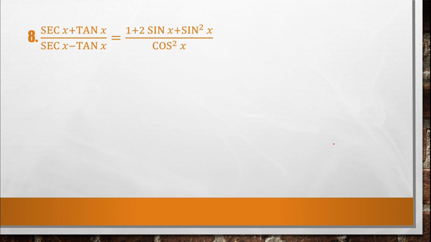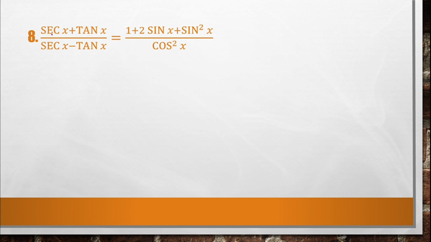Number 8 is sec x plus tan x over sec x minus tan x is equal to 1 plus 2 sine x plus sine squared x over cosine squared x. As I remember, I presented here that we could move left or right, or we could move both, or change both. At this time, I'll be teaching you how to change both. The previous example is changing the right or changing the left. So we are having the target, and this time we have to move left and right simultaneously.